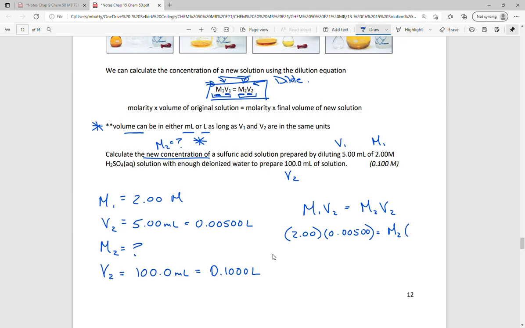M2, and then my volume 2. So if I want my M2 all by itself, I'm dividing by that, and I have to divide on both sides. So that's gone, and I've now solved for M2. So I would just put this in my calculator, top times the top and divided by the bottom. My secondary concentration, or the concentration of my sulfuric acid, is, in this case, 0.100 moles per liter.